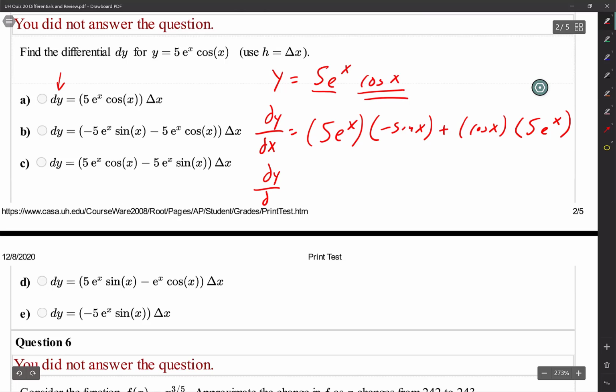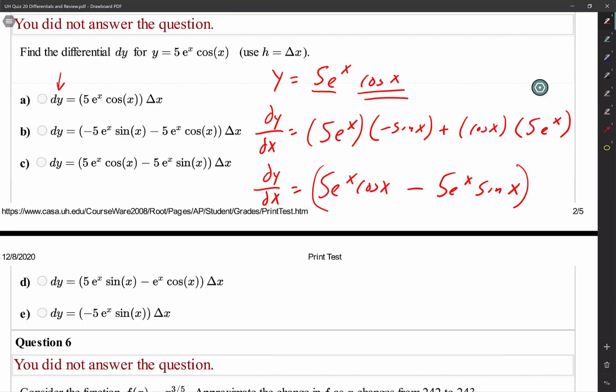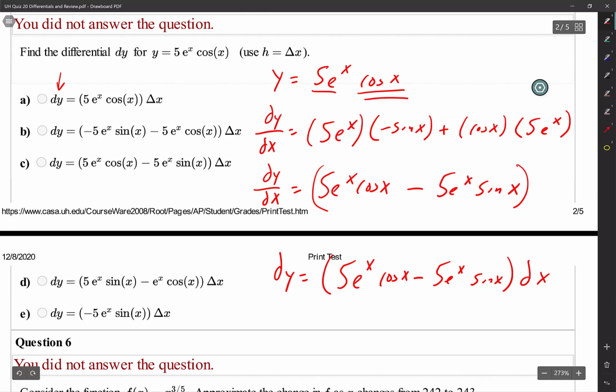And rewriting this, you're going to say dy dx equals, let's see, I'm going to write this first because it's positive, 5e to the x cosine x. So a lot of you guys probably like it this way anyways, minus 5e to the x sine x. And now what I'm going to do, guys, I'm going to put all this in parentheses, and I'm going to treat the dy dx like a fraction. So I'm going to say dy over dx. So I'm going to write dy by itself, and I'm going to write all this in parentheses, 5e to the x cosine x minus 5e to the x sine x. Close it, and I'm going to put a dx there. Now, they told me to use the difference as delta x and not a dx.